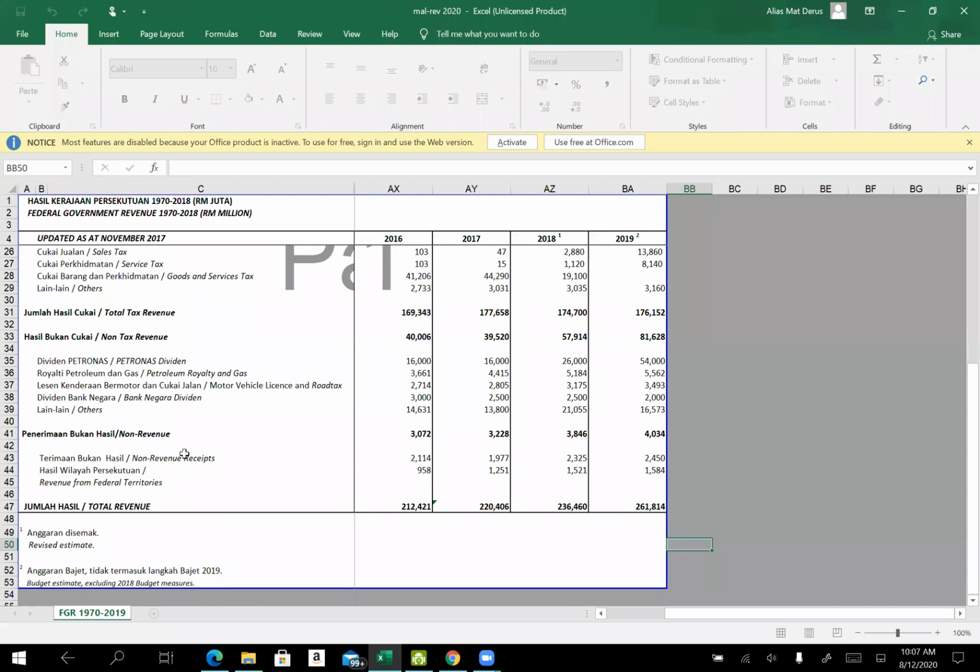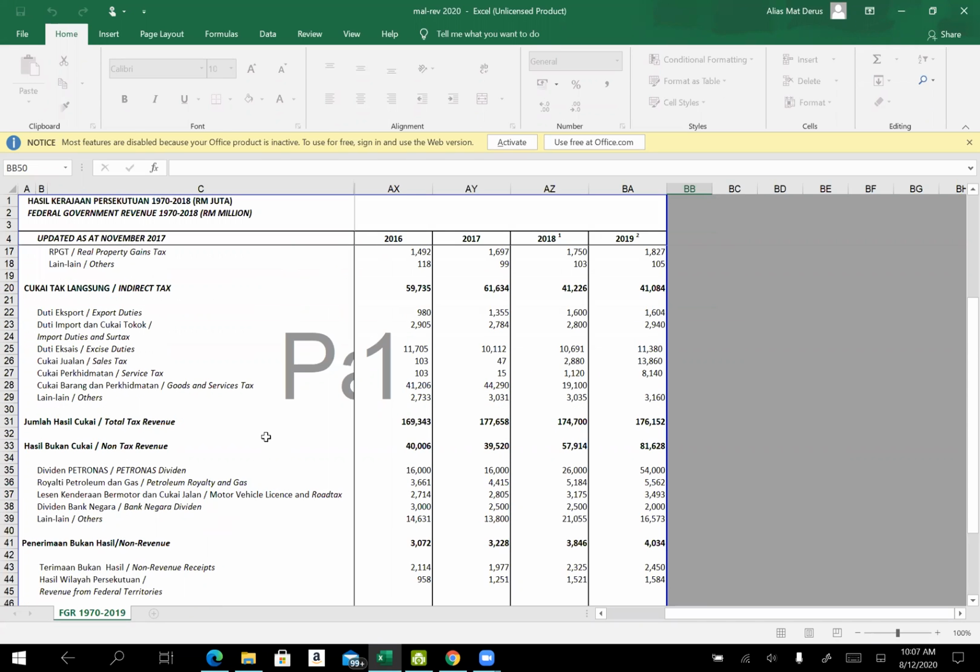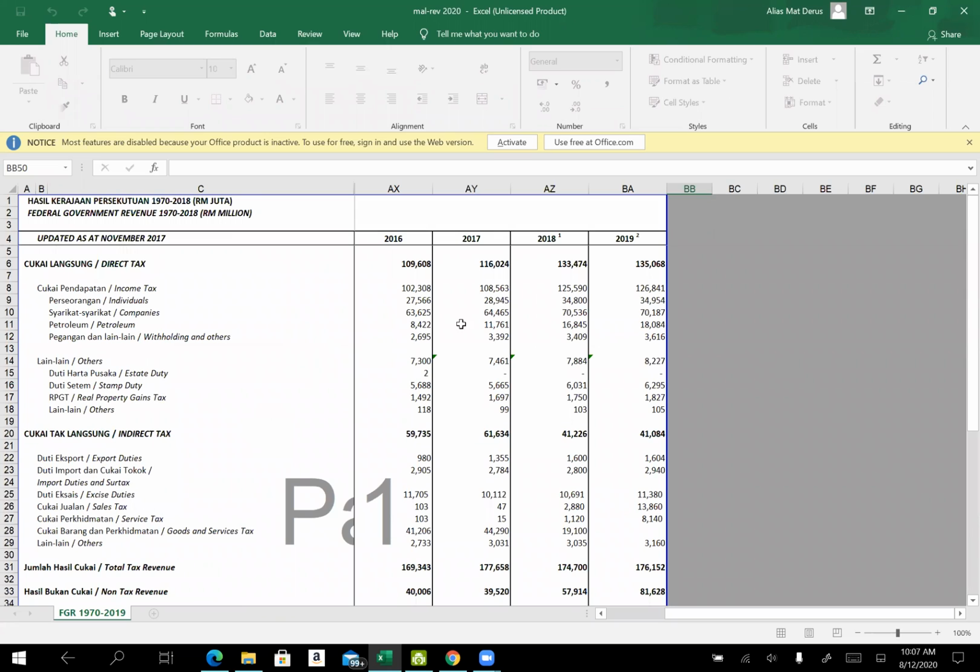And of course, you also have the non-tax revenue, coming from other sources other than taxes. That one, we are not going to look into. Now, our focus would not be the magnitude of the tax. What we are going to do here is discuss, as per chapters 11 and 14, the types of tax that we have here.